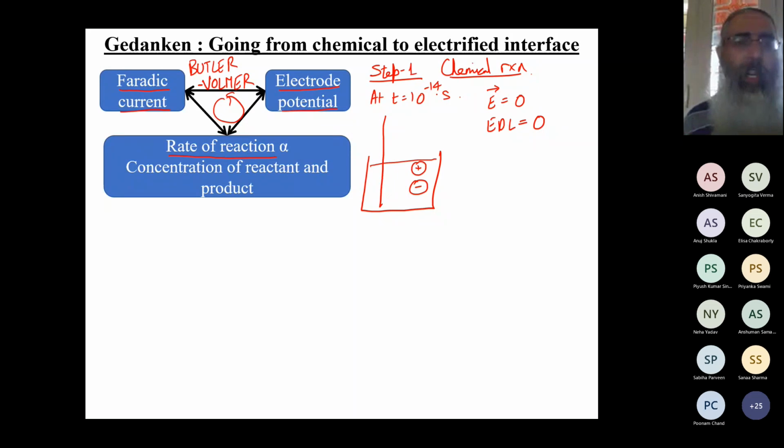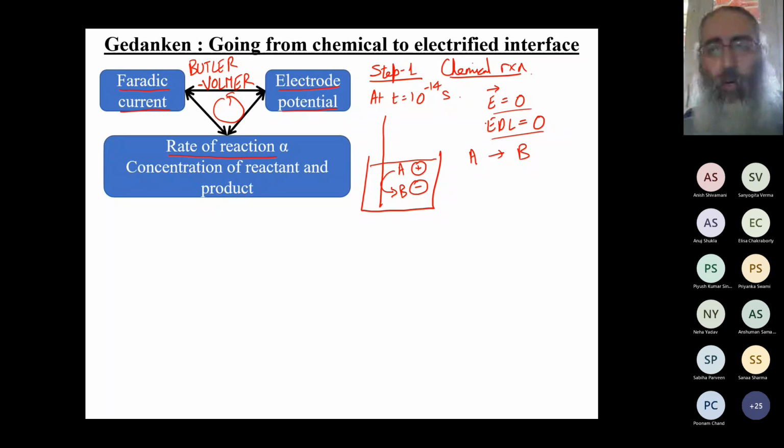Once we can experimentally achieve 10 power minus 14 seconds, then we might have to push this and say maybe 10 power minus 18 seconds. Nevertheless, it remains a thought experiment where, at an infinitesimally small period of time, as soon as you insert the electrode into the electrolyte, your electric field is 0, EDL is 0, but then there is the reaction. Say for example, you are interested in converting A to B. Because this electric field is zero, there is no electrical or electrochemical contribution.